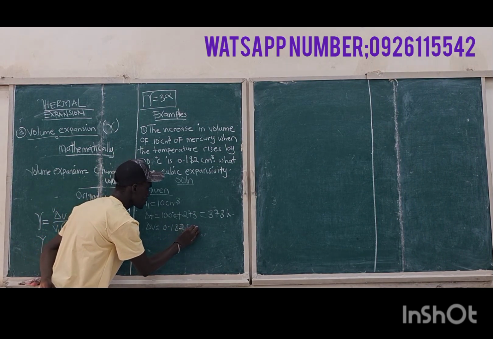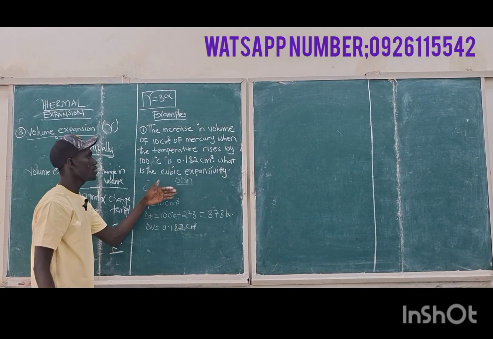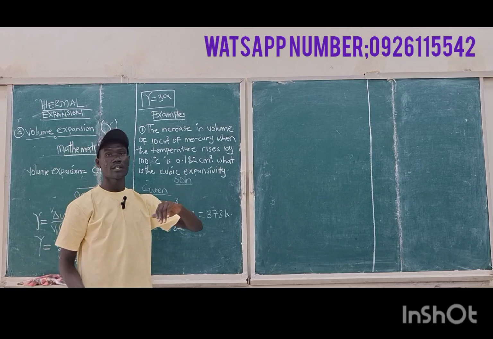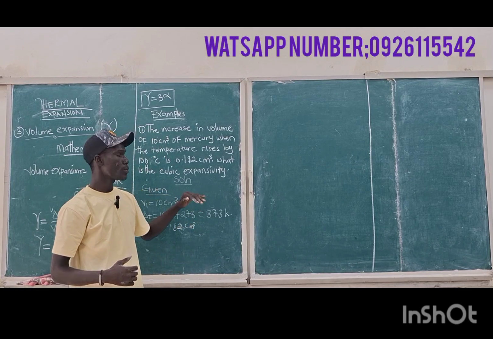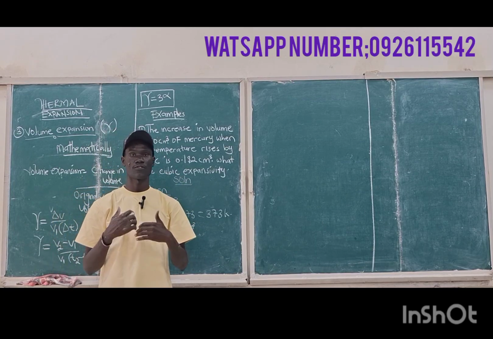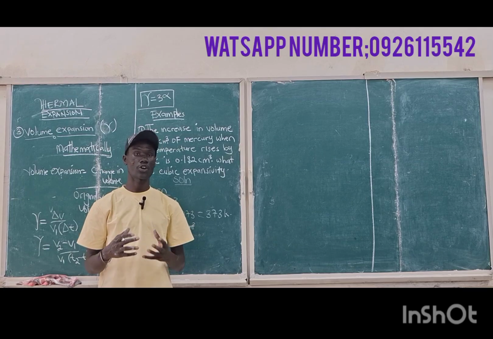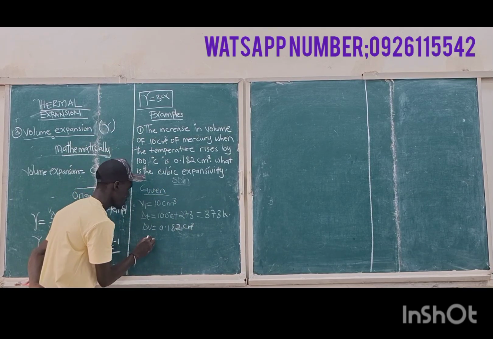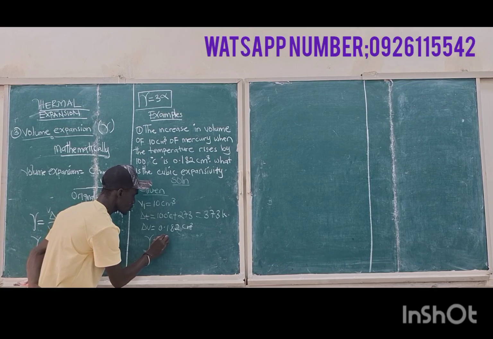That is centimeters cube. What is the cubic expansivity? Don't get surprised when you see cubic expansivity. Cubic expansivity also means volume expansivity or volume expansion. So now let's say the cubic expansivity, which is gamma, as B equals question mark.